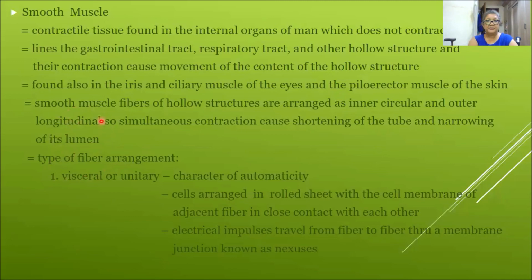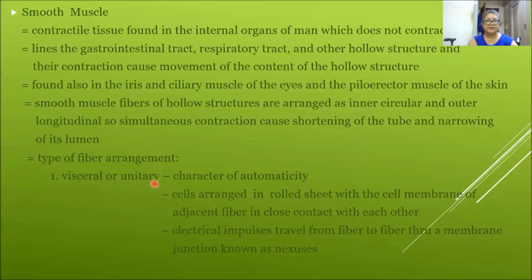So this specialized arrangement of your smooth muscle, being inner circular and outer longitudinal, is stated in such a way to facilitate simultaneous contraction, and there will be a shortening of the tube and narrowing of its lumen so that the content will be expelled.